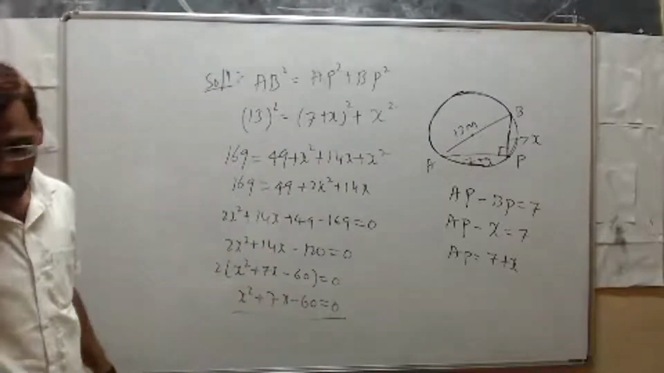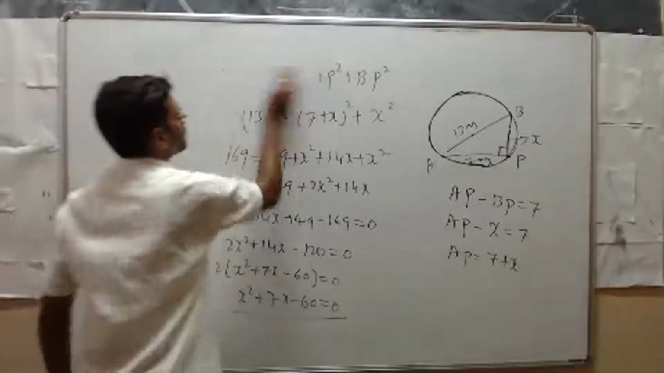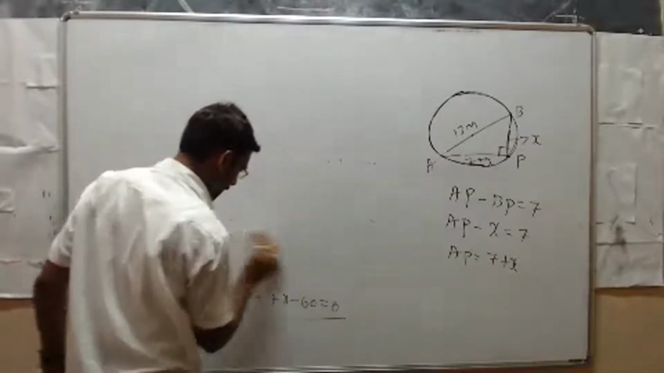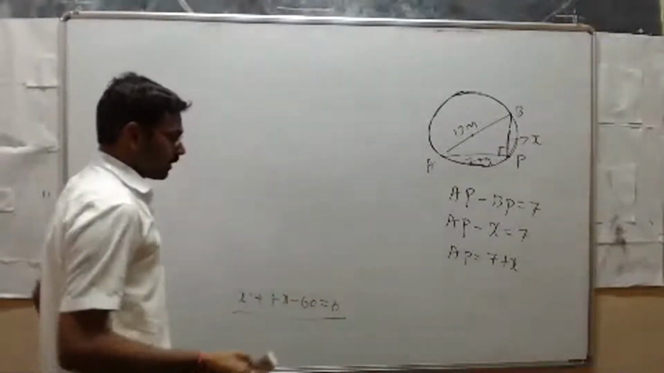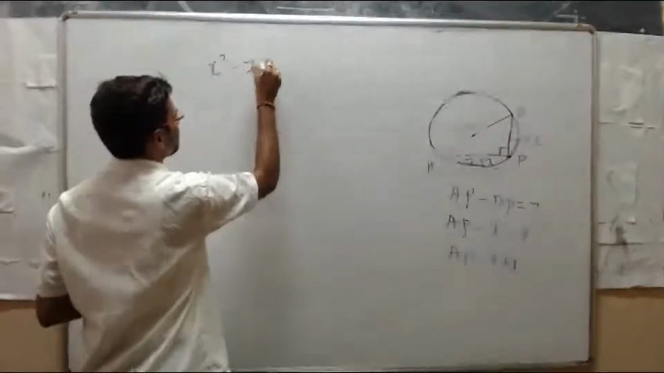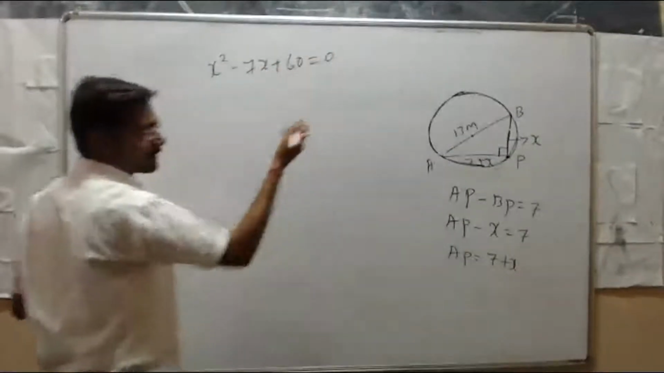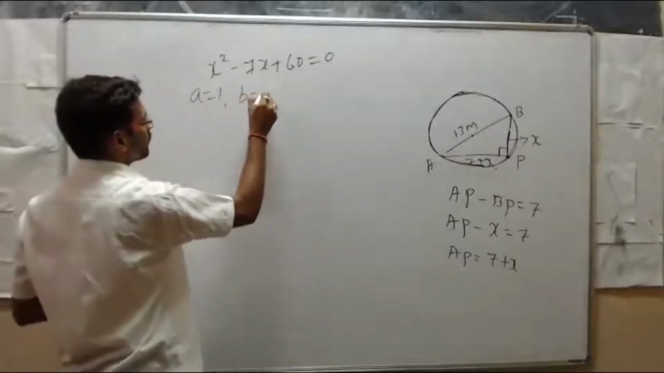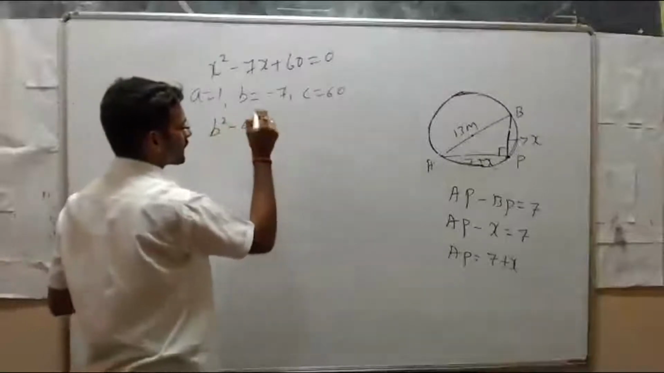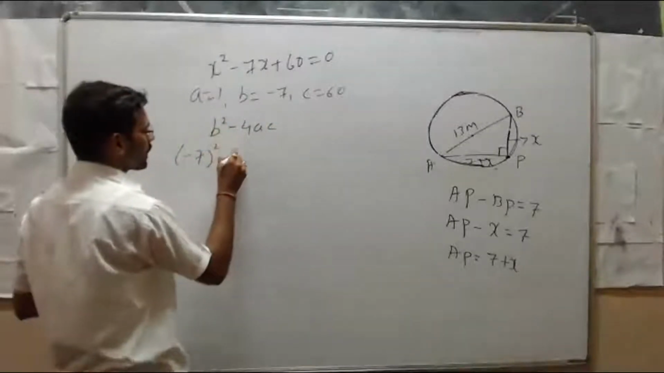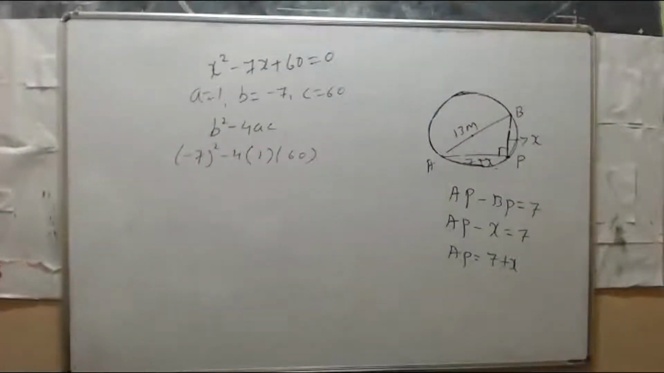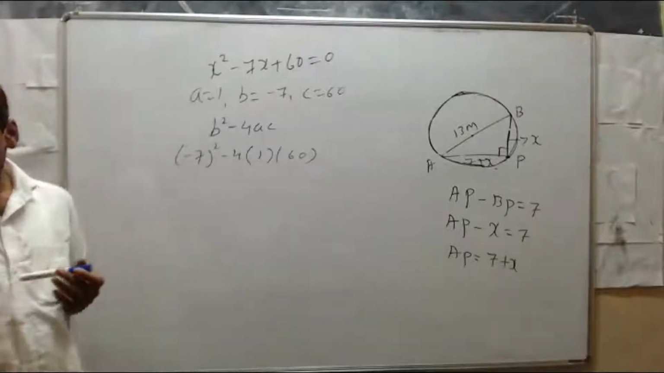Note, first we have to find the nature of the roots. x square plus 7x minus 60, that is, x square plus 7x minus 60 is equal to 0. Then a value is 1, b value is 7, c value is minus 60. The nature is b square minus 4ac. B value is 7 whole square minus 4 into a value 1, c value minus 60. Minus into minus is plus.